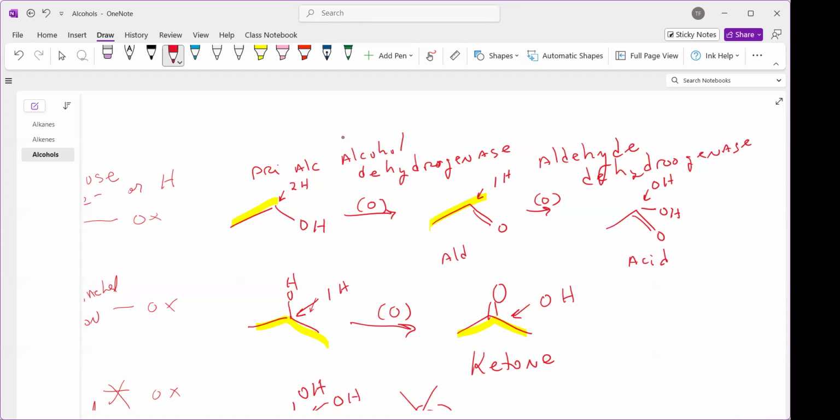Okay, so you need to know these enzymes. We're going to get to these. Still in alcohol. But we can't go any further because there's no H's here. There's zero left. That means it can't go any further. So there's no ketone dehydrogenase enzyme, because ketones can't be oxidized. That's why the enzyme doesn't exist.